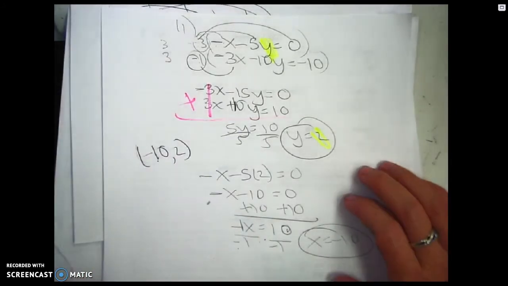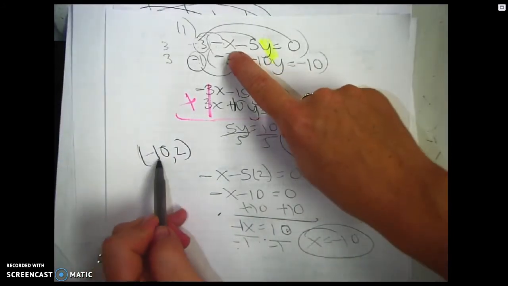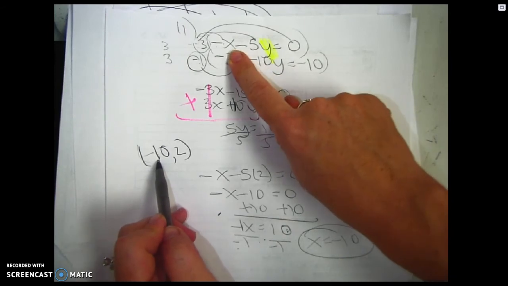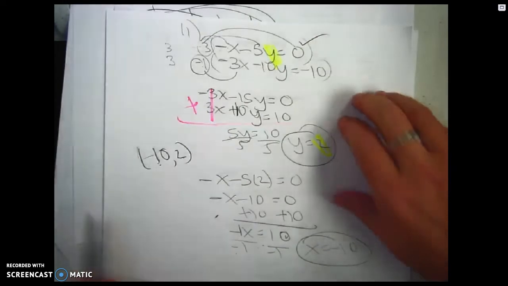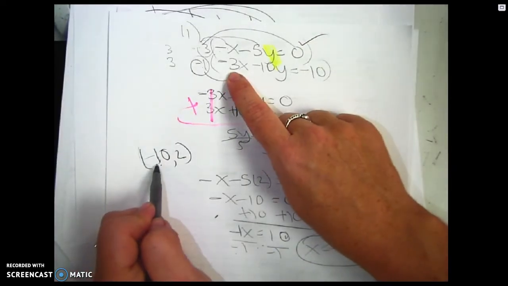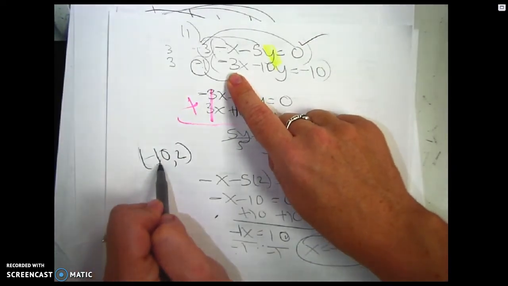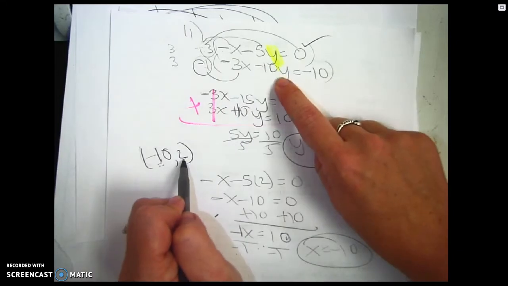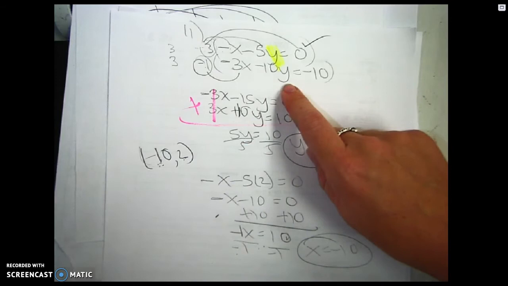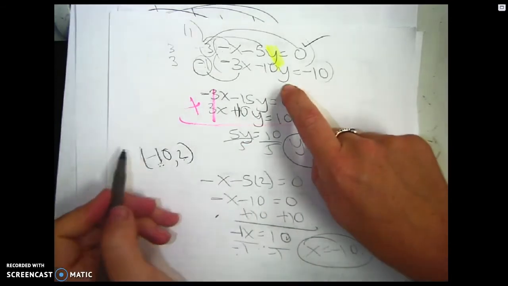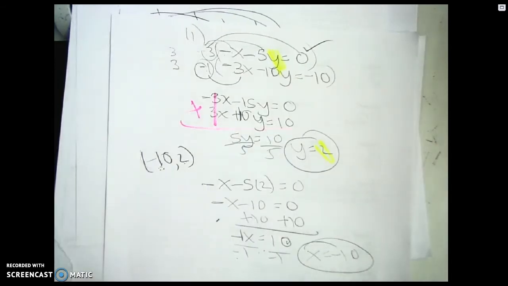But before I circle it, I better plug it in. Negative of negative 10 is positive 10. 5 times 2 is 10. 10 minus 10 is 0. Good. Negative 3 times negative 10 is 30. 10 times 2 is 20. Negative 30, wait, something happened. I think I made a mistake then. Nope. Wait. Pause.